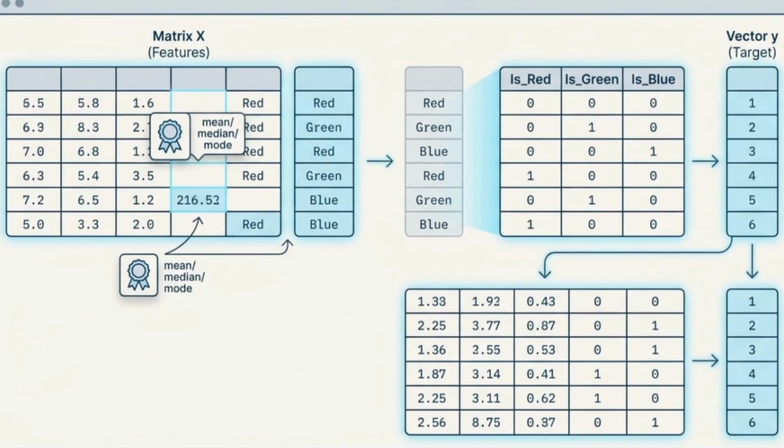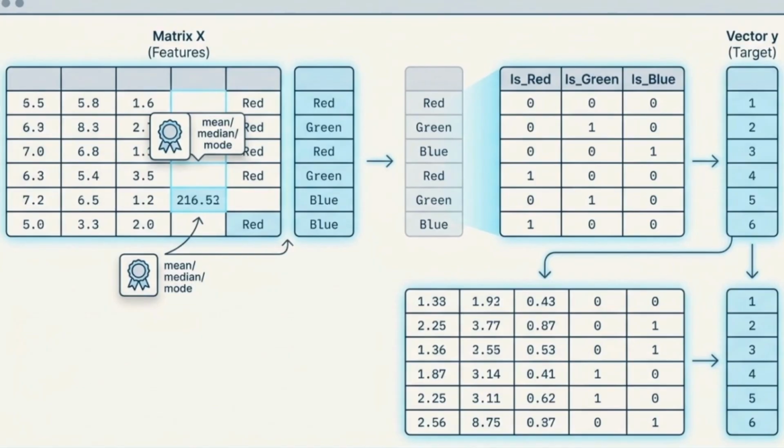Real-world datasets often have missing records. If you simply delete those rows, you throw away valuable information. Instead, we use imputation, calculating the average of a column to fill those blank spots without introducing bias.